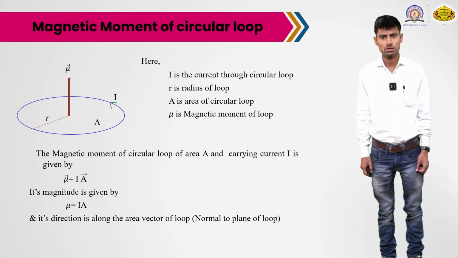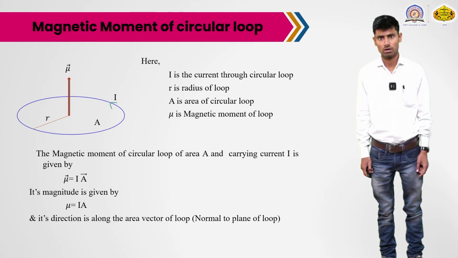Now we already know that whenever there is a circular loop carrying a current I, and suppose this circular loop has a radius r as shown in the figure, so its area is A, then the magnetic moment associated with this circular loop is the product of the current through the loop and the area of the loop, and it is a vector quantity. The direction of the magnetic moment of the circular loop is normal to the plane in which the loop is there.